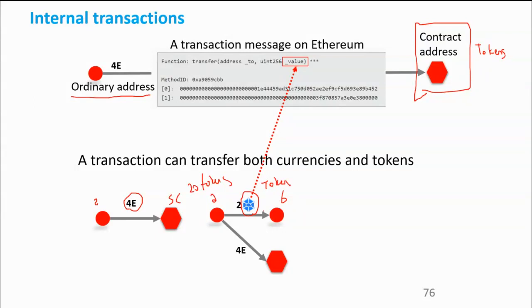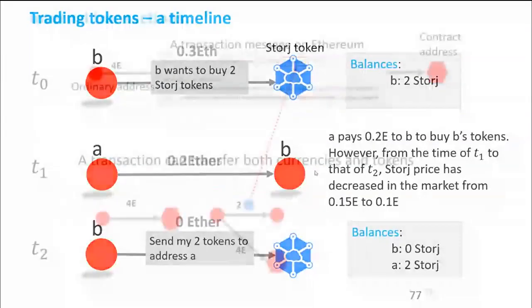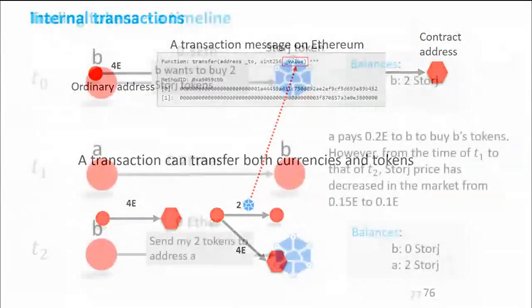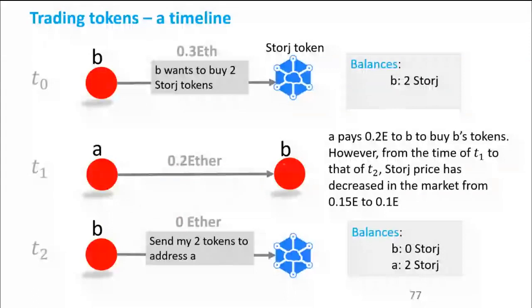Okay. For this, the address sends a message to the smart contract and says, I'm selling my token to address B. So give my tokens to address B. And here are the trading tokens, a timeline. So address A already owns some tokens. Address B wants to buy them. Address B, for example, in this case, is sending 0.3 ethers to buy 2 tokens.